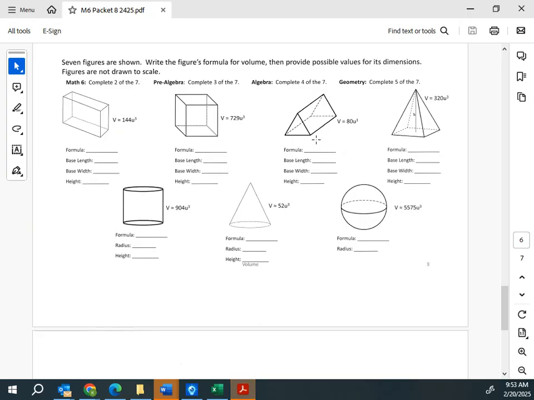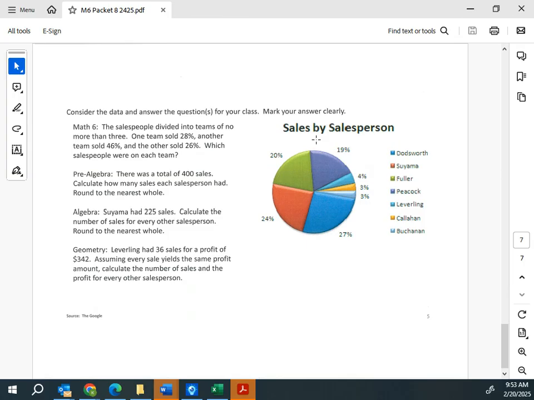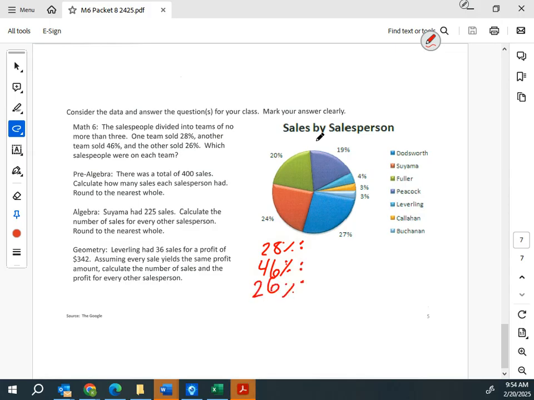has our salespeople that we need to put into teams. You need to create 3 teams. One team that equals 28%. You need to tell me who's on that team. One team that equals 46%. Who's on that team? And a team that equals 26%. Who is on that team?